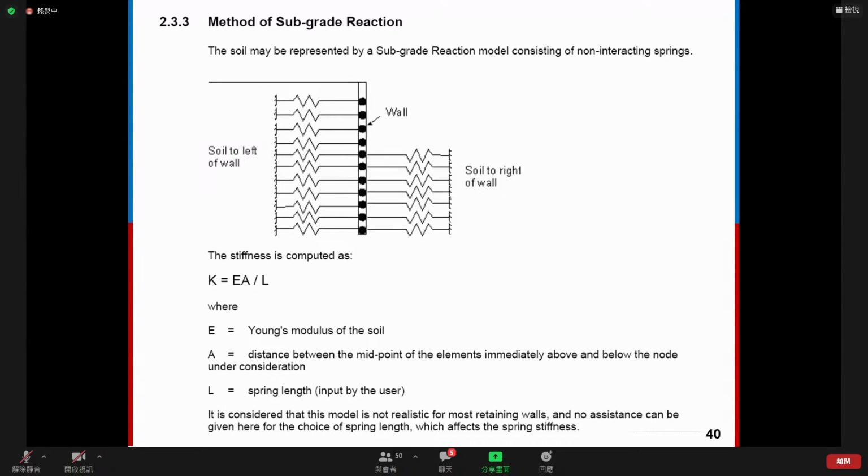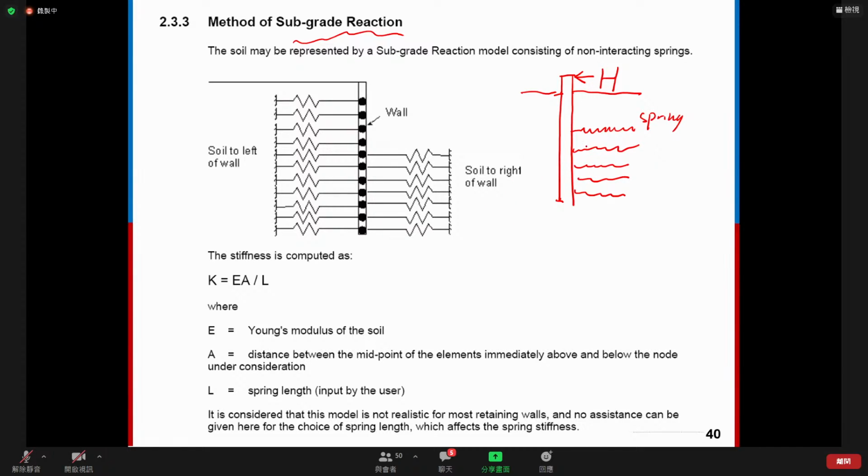And then the second method is subgrade reaction method. And this method, I think you have already learned it in lecture 3 for the pile foundation, for pile foundation subjected to a horizontal load. So for this situation, if we have a soil here, we can also use the subgrade reaction method, in which we assume the soil is a spring. So we have a spring, spring, spring, spring.